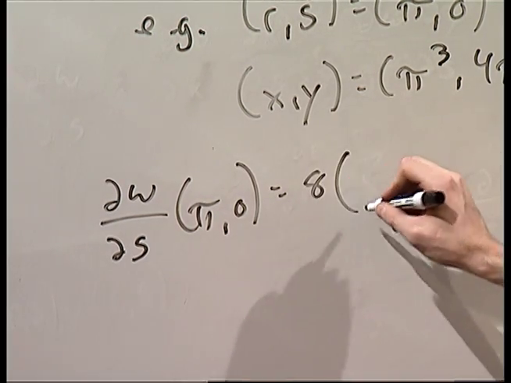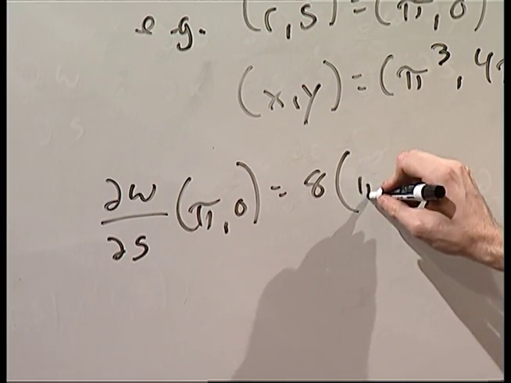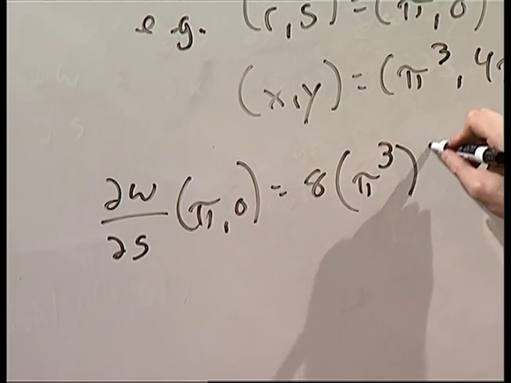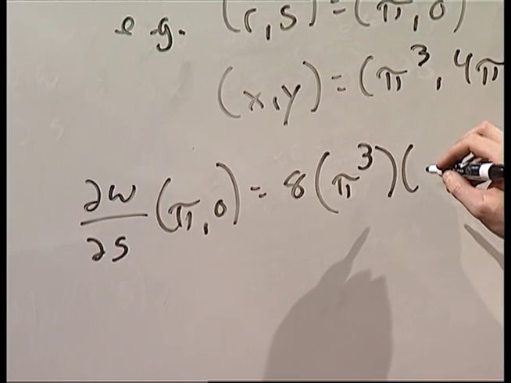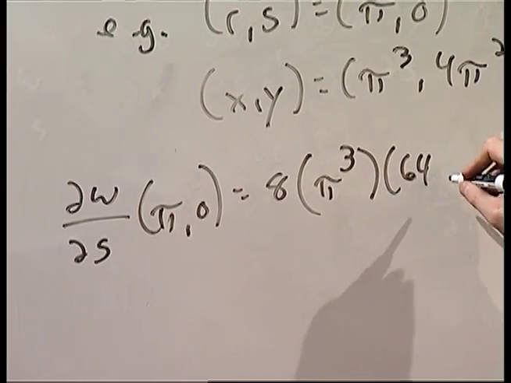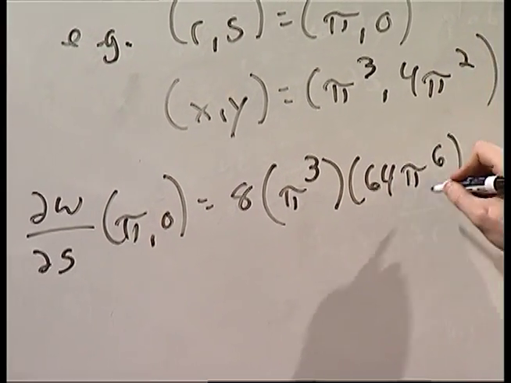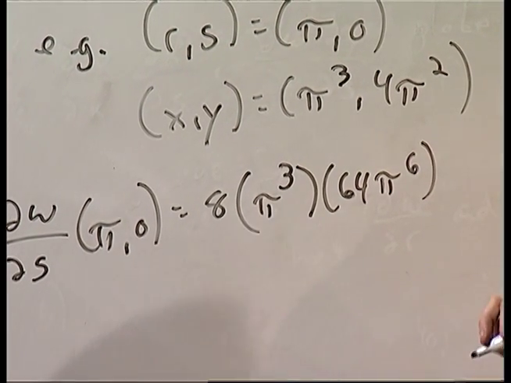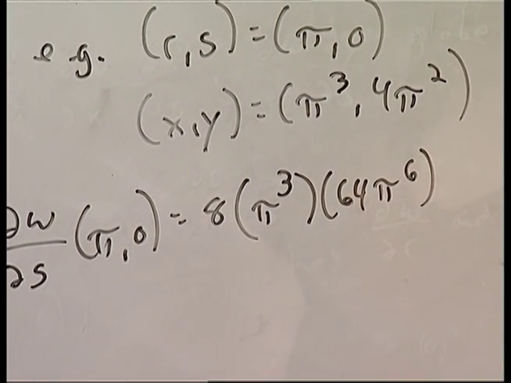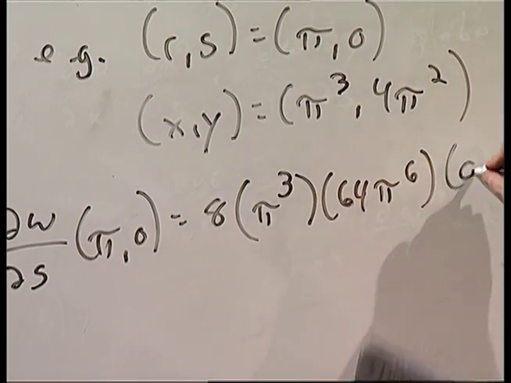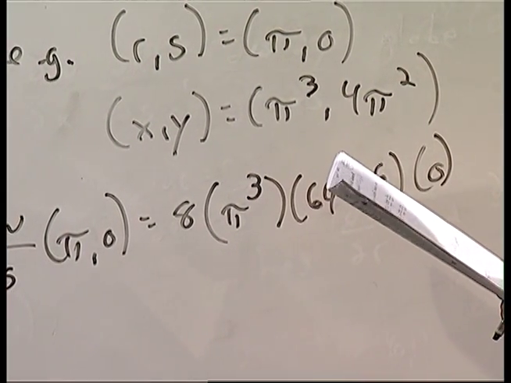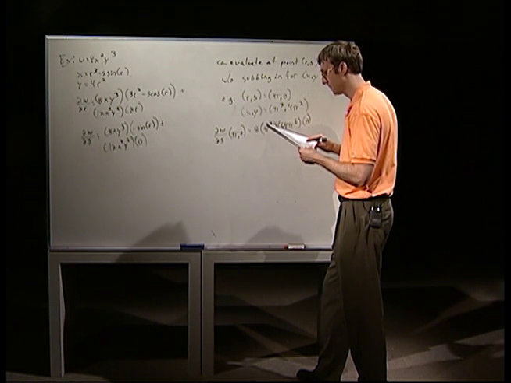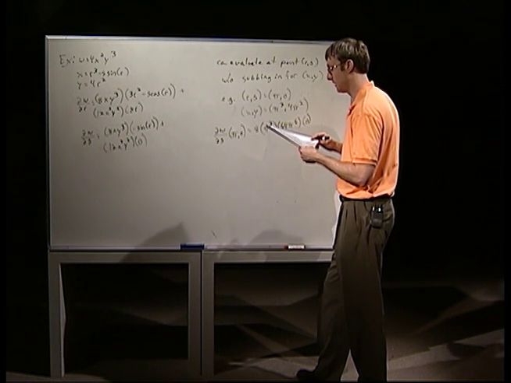So I can say, well, what's x? Pi cubed, and then 4 pi squared cubed. What's 4 cubed? 64. So that's 64 pi to the 6th. Negative sine of pi is 0, so this whole thing is 0 anyway. I don't need that, though. What am I working here?